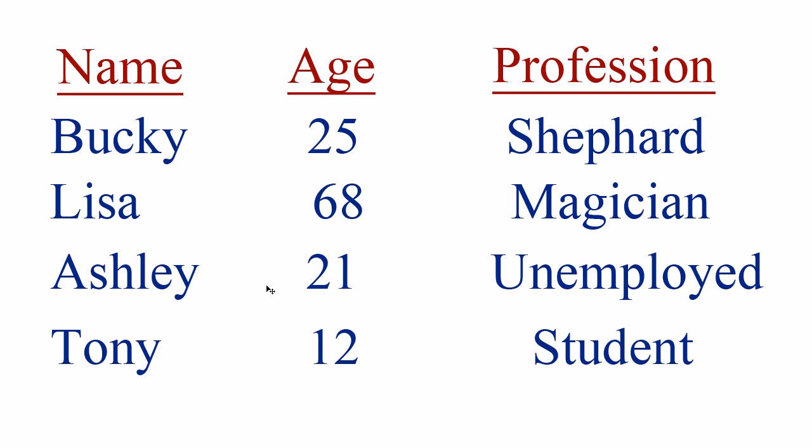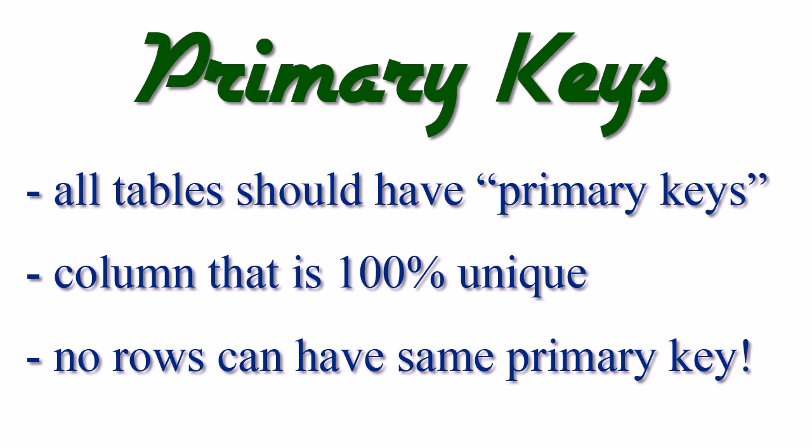Probably 5,000, I'm guessing. Well, this isn't a really effective way to make a table because you can have a lot of duplicate entries. You can even have Ashley that's 21 and unemployed. There are probably a couple hundred of those. So instead of just making a table like this, what you need to use is a primary key.